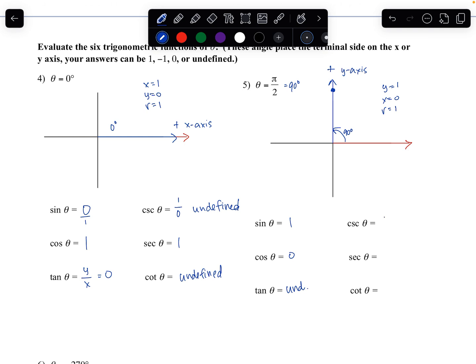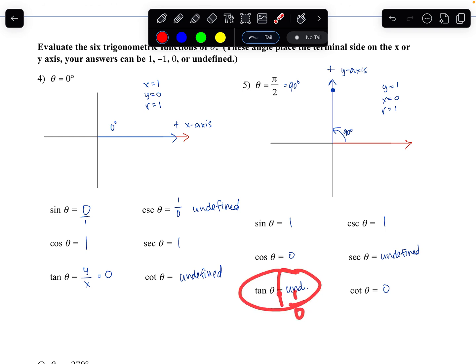Cosecant is going to be 1, since that's the reciprocal to sine. Secant is going to be undefined. And then cotangent is going to be 0. Because we'll do the reciprocal of 1 over 0, that's how you get undefined, and the reciprocal to 1 over 0 is 0 over 1, which is 0.